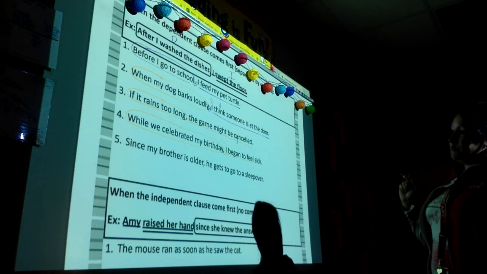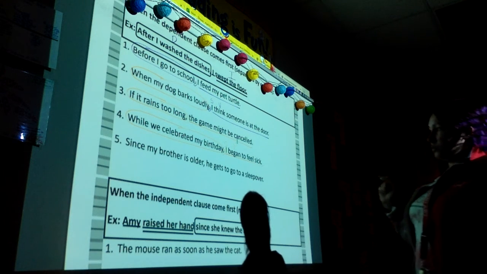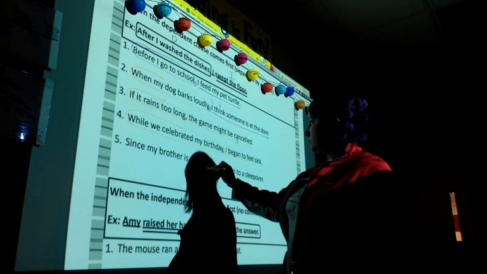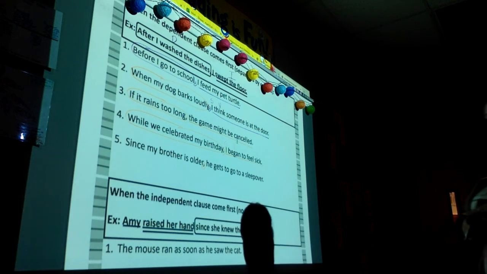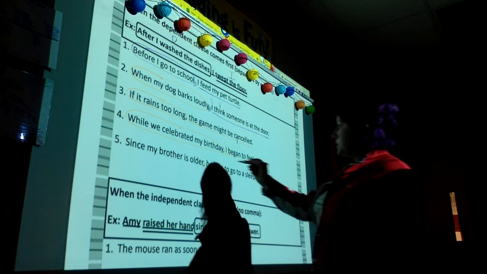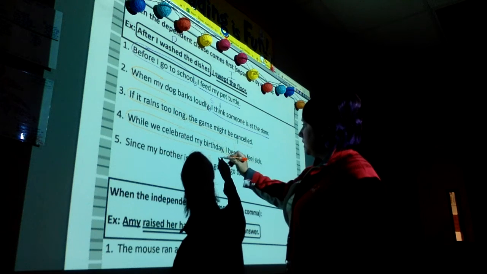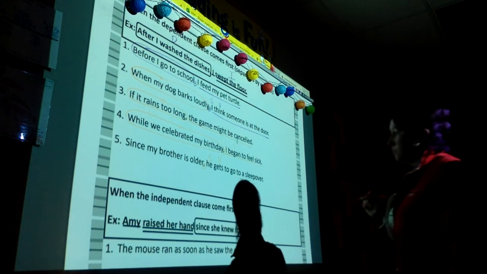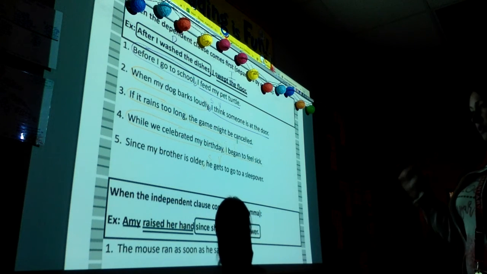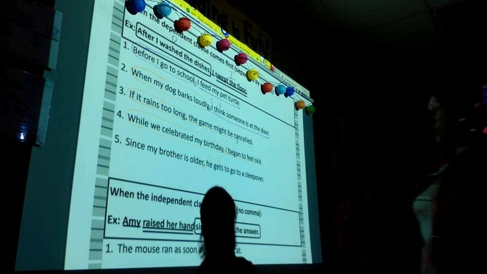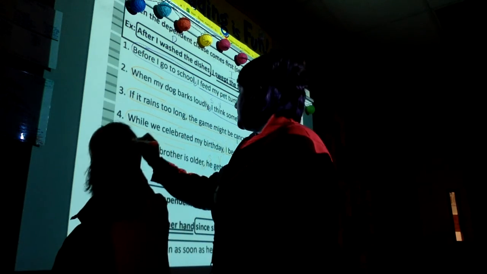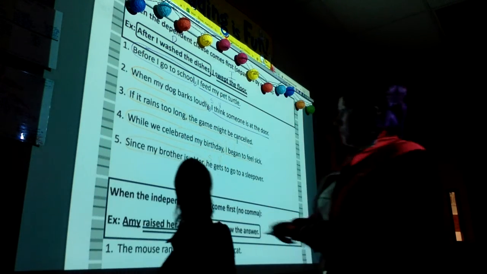The last one, since my brother is older, comma, he gets to go to a sleepover. He gets to go to a sleepover. He is the subject, gets to go to a sleepover. Since my brother is older. What about the brother being older? What does that mean? What are they trying to tell us? We don't know. So that cannot be a sentence by itself.